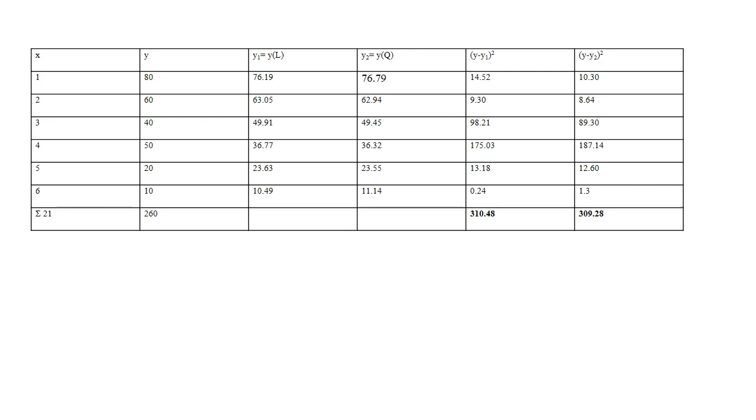So you can now see the values there, the sum of squares for both the parabolic function and the straight line function. The total sum of squares of the parabolic function is 309.28, while that of the linear function gave us 310.48. You can now see that the parabolic function has a lesser value.